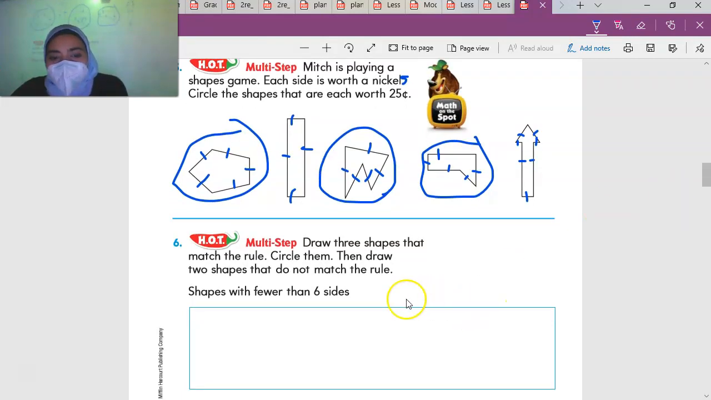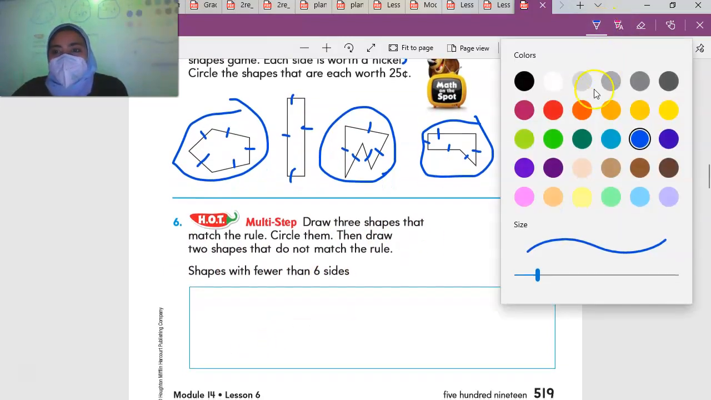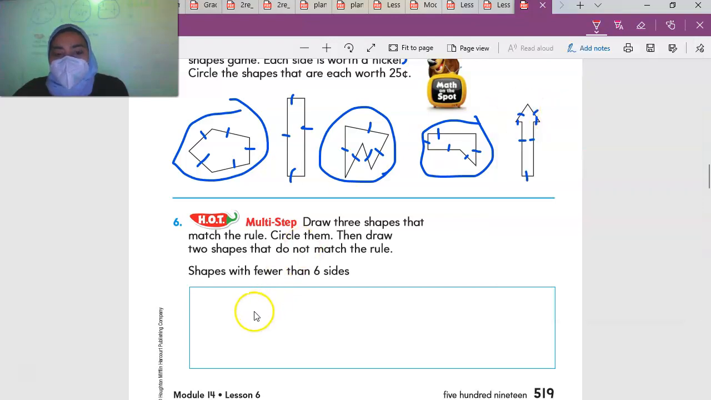All right, draw 3 shapes that match the rule. Circle them. Then draw 2 shapes that do not match the rule. The rule is shapes with fewer than 6 sides. So you're going to draw 3 shapes with fewer than 6 sides. Who can raise their hand and tell me one shape that's fewer than 6 sides? Bernaya. A hexagon is fewer than 6? No. Okay. It's the same as 6. What's fewer than 6, JC?